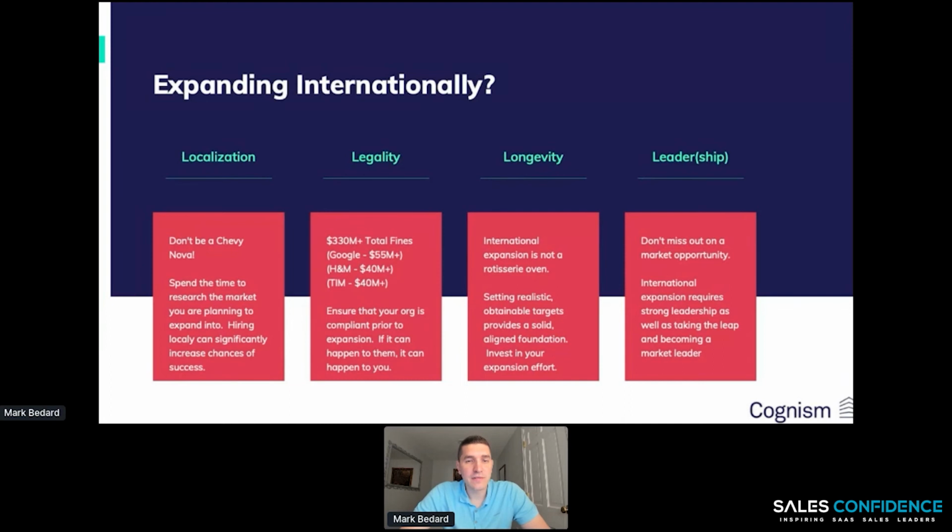Longevity. Longevity is an incredibly important topic to cover. I'm skimming them, guys, but longevity is a really important topic to cover here, because this is not a rotisserie oven. And what I mean by that is this is not a set it and forget it kind of scenario. When you're looking to expand internationally, having a solid foundation for what those expectations are from your team is really, really critical. They need to be obtainable. They need to provide a solid, aligned foundation that your go-to-market team can execute upon. And you need to invest in this expansion effort.